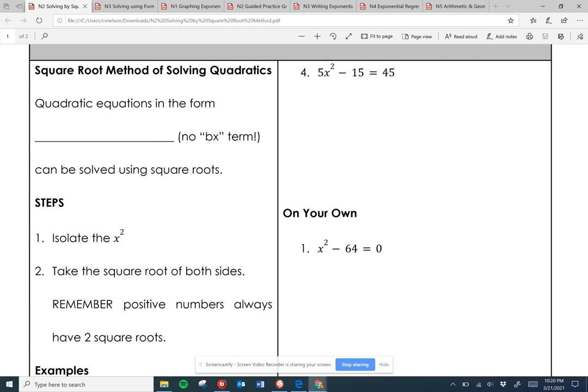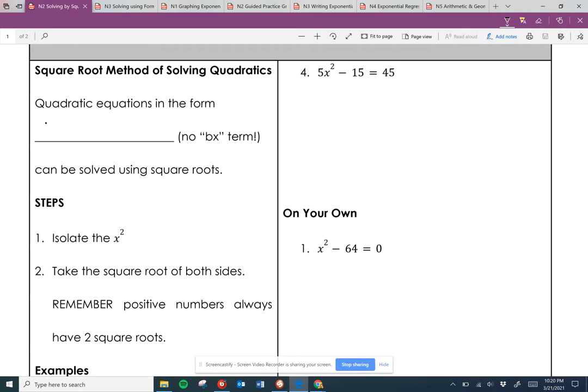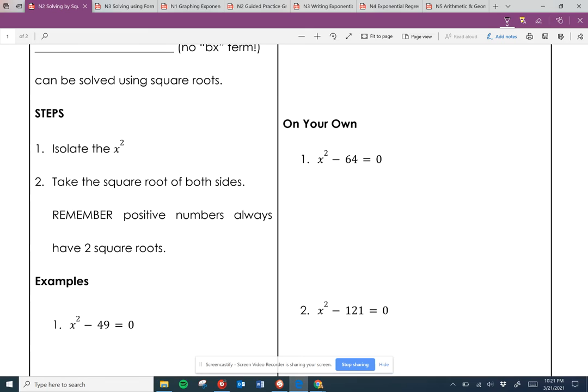If you remember from when we were solving, if the quadratic equation is in the difference of squares form, has no bx term, that means that we can solve it by taking the square root. So the first thing that we're going to have to do is get the x squared by itself, and then we're going to have to take the square root of both sides.